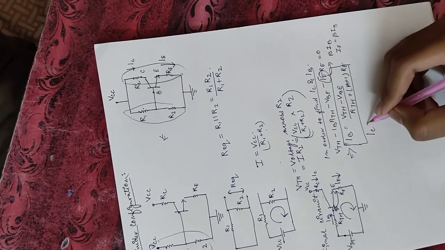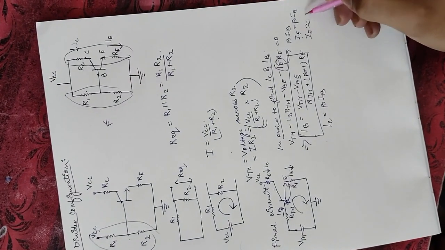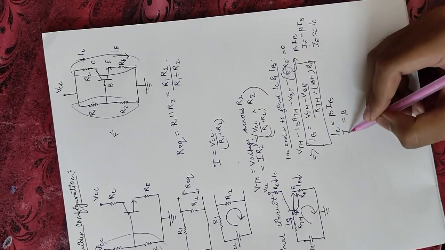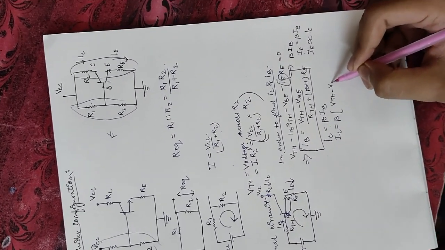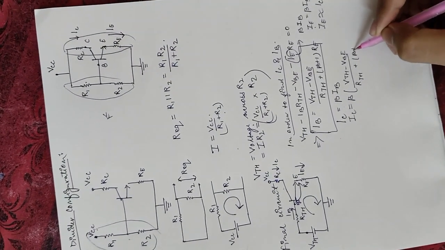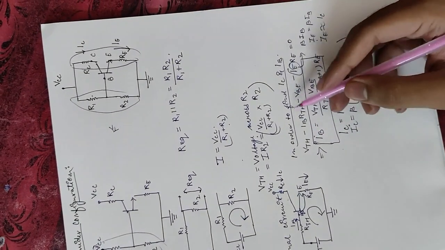So in order to find IC, we're going to do beta times IB. As we know, IE and IC are nearly equal. So IC is also equal to beta times IB. So IC is finally equal to beta into VTH minus VBE upon RTH plus beta plus 1 RE. So we'll get IC and IB that we were finding out.